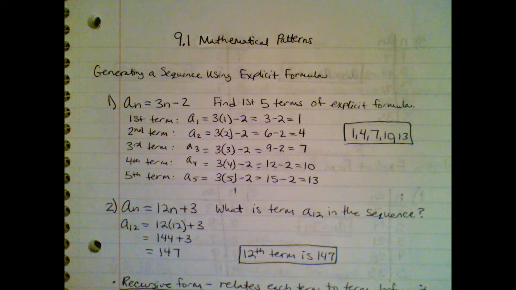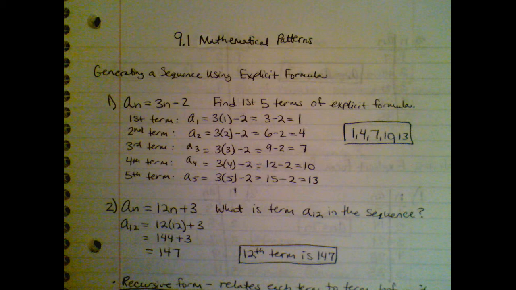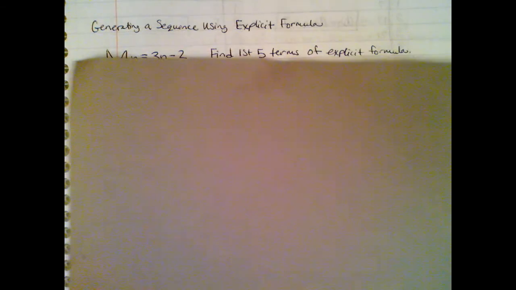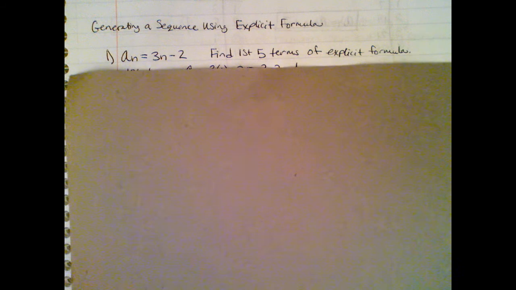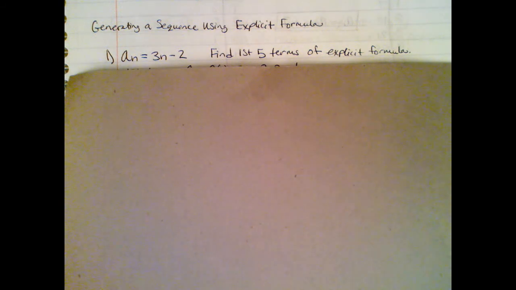Hello, we're going to be starting chapter 9, which is the first section, 9.1 Mathematical Patterns. To start off with, it says generate a sequence using an explicit formula. For the first problem, we have a to the n equals 3n minus 2. So this is the explicit formula we're going to use. Our n just represents the term number itself.